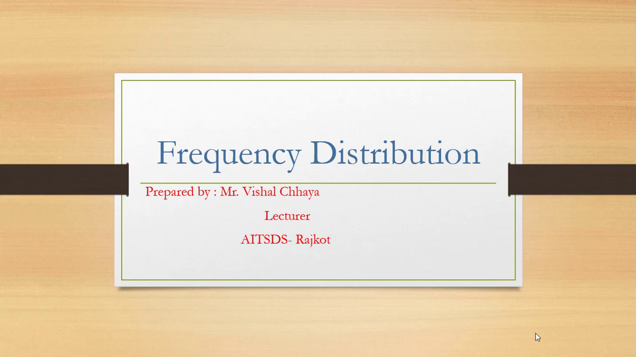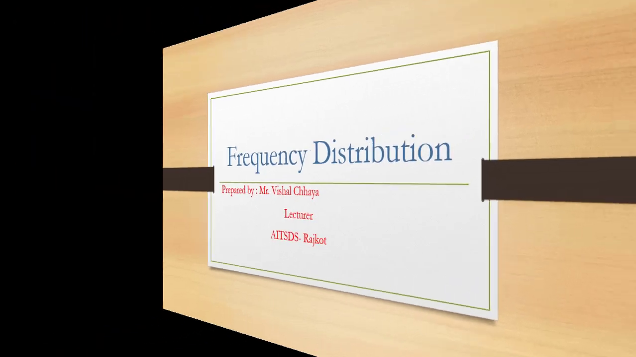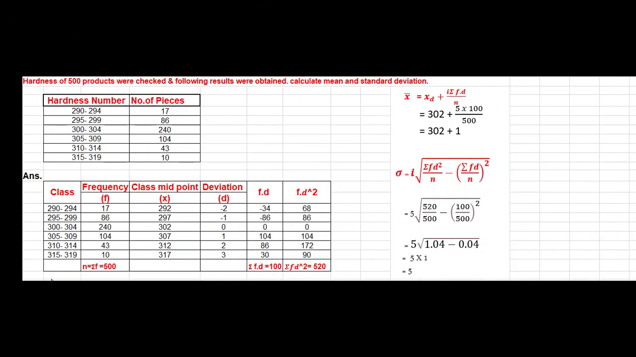Based on that, we will find the mean and standard deviation of certain data. So, here we will consider one example to find the mean and standard deviation from a frequency distribution. In this example, we have 500 products and the hardness of those 500 products is distributed here.